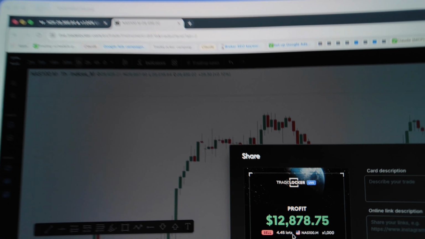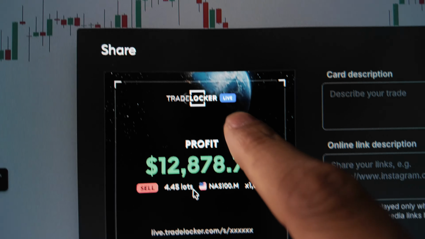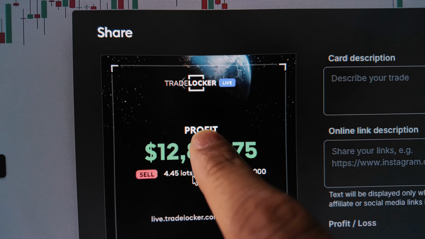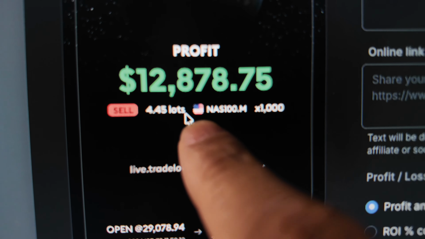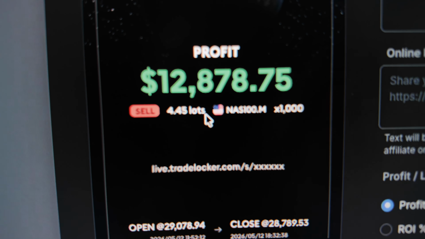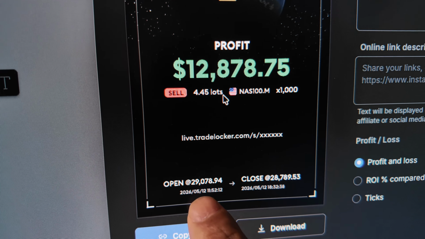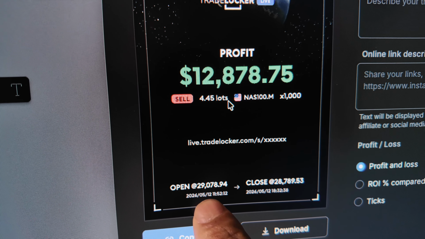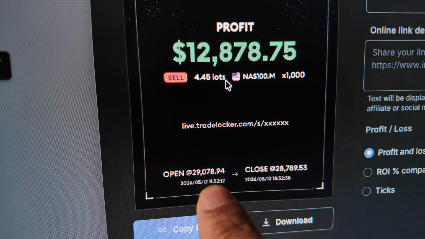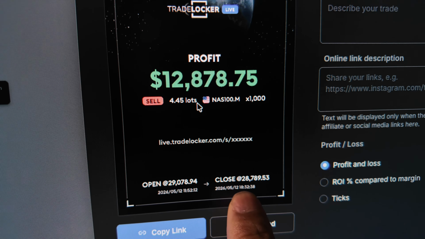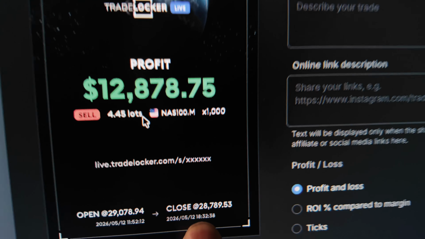So let me go ahead and pull this up for you, just for you naysayers. I'm gonna go ahead and share this. So we have right here, this is what I locked in at. You can see it was 12,878. This was the amount of volume that I traded. And you can see when I opened the position and closed the position, right? So it was May 12th at 11:52 p.m. And then I closed the position around this time, okay?